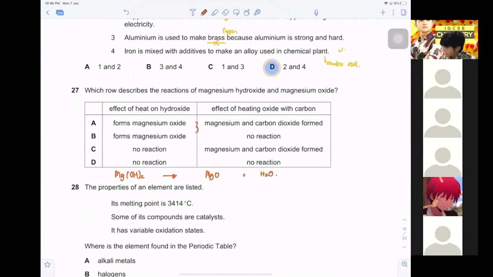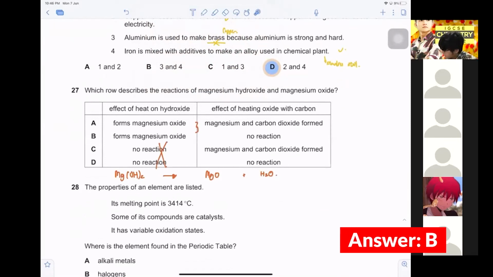No reaction. Effect of heating oxide with carbon. As what I mentioned, magnesium is more reactive than carbon, so carbon can't displace it. There's no reaction.